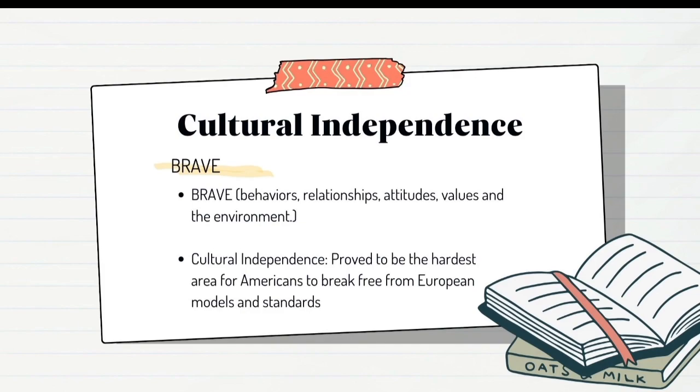So, cultural independence proved to be the hardest area for Americans to break free from European models and standards. American intellectuals and artists recognized the need for American cultural independence, especially in the field of literature. In the 1780s, Noah Webster declared that America must be as independent in literature as she is in politics. The first spelling book is the Webster Dictionary, and it remains a mainstay of American bookshelves. American cultural innovation was both original and thoughtful during the early republic and early national periods.